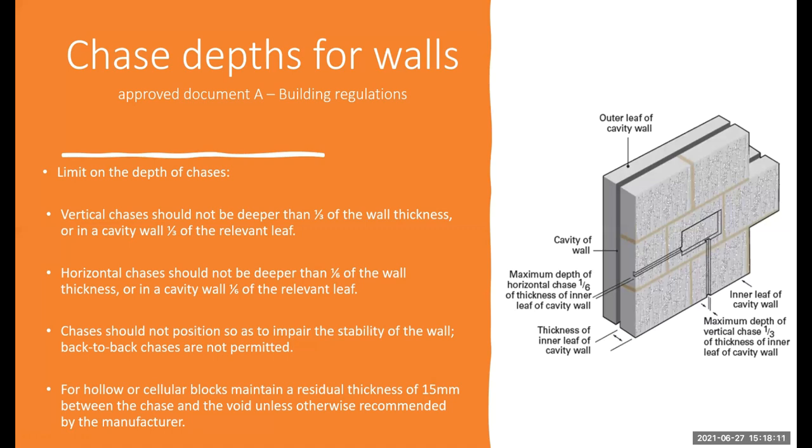Something else that's worth considering is that for hollow or cellular blocks, maintain a residual thickness of 15mm between the chase and the void, unless recommended otherwise by the manufacturer. The void is the hollow bit inside. So you have to be very careful with hollow or cellular blocks. What I've done myself, whether it's right or wrong, and I'm going to throw this idea out there, is where I've chased into a hollow block, I've filled that block with concrete so that it becomes a solid block, thus making it more stable inside.